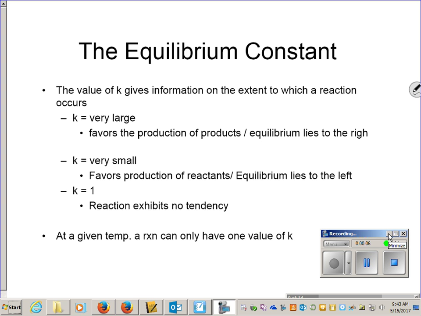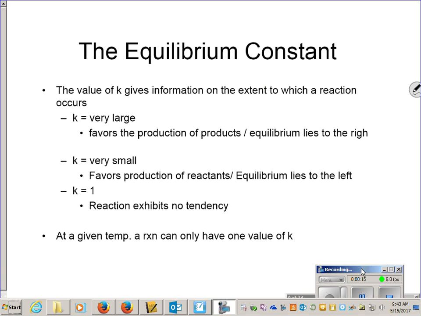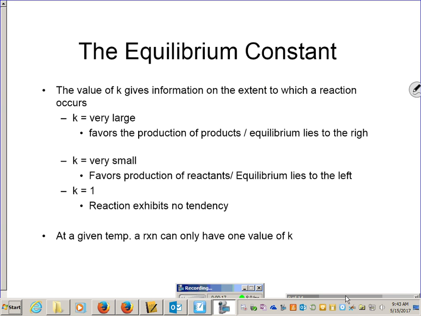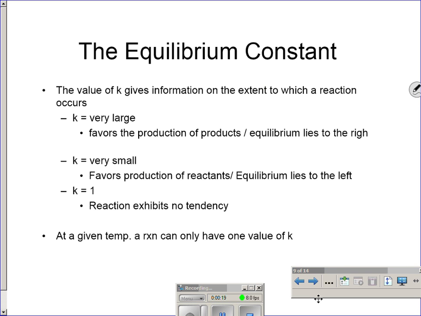So in this segment, we're going to talk specifically about the equilibrium constant, and how we write a mathematical expression that can be used to make calculations with the equilibrium constant, to figure out how much of what we have.